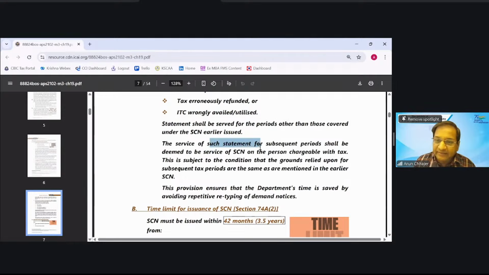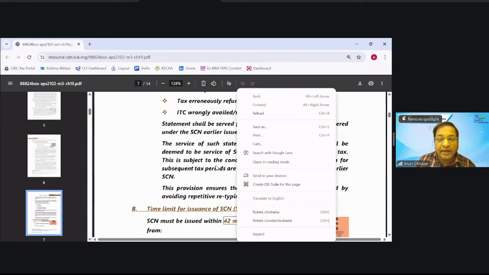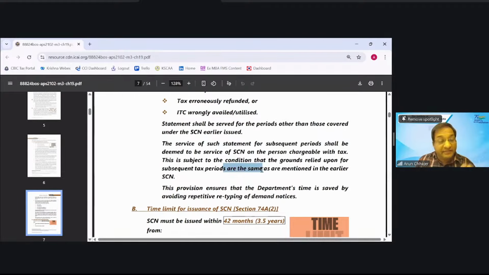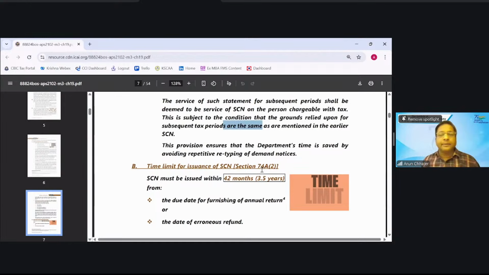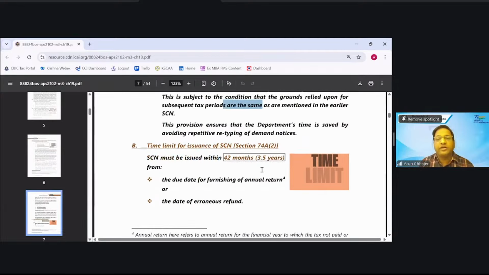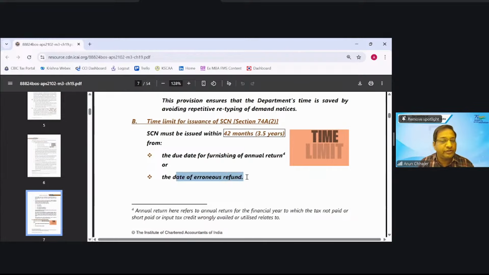Service of the statement for subsequent periods shall be deemed to be the service of the show-cause notice. This is subject to the condition that the grounds relied upon are the same. That is the important point for the statement. The provision ensures that the department's time is saved by avoiding the repetitive retyping of the demand notice. Time limit for show-cause notice: SCN must be issued within 42 months, that is 3.5 years, from the due date of furnishing the annual return or from the date of the erroneous refund.